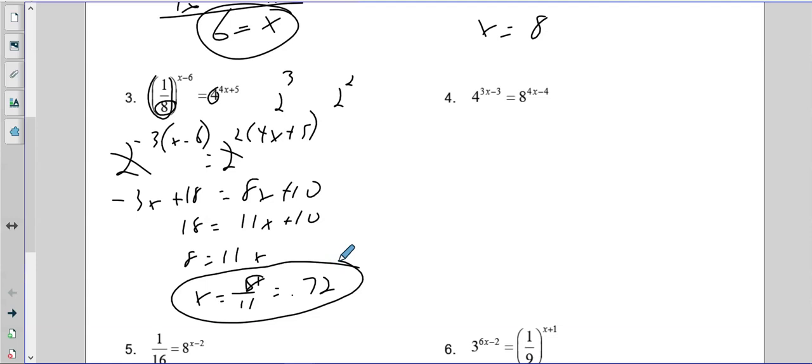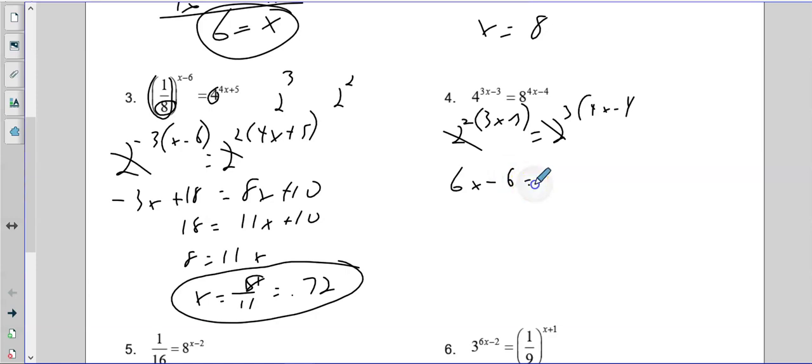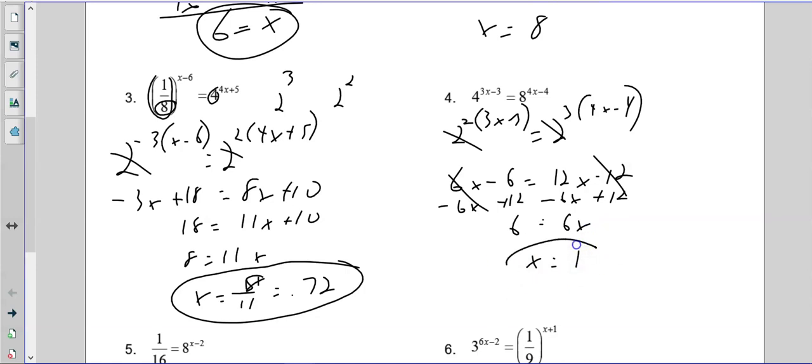All right. Again, here, remember, we can't say 4 and 4 times 2. That's going to be 2 squared, 3x minus 3. And 2 to the 3rd, 4x minus 4. So I'm going to distribute the 2, 6x minus 6. Distribute the 3, 12x minus 12. I'm going to subtract 6x. I'm going to add 12. So that's going to give me 6 equals 6x. Divide, x equals 1.